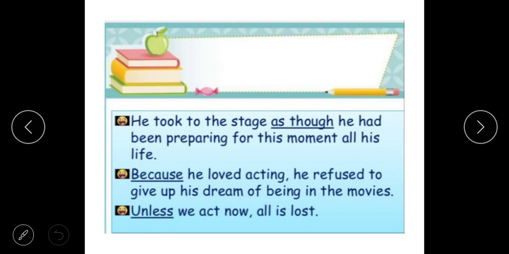Okay, so in subordinating conjunctions there are two clauses, the main clause, the principal clause, and the second one is the subordinate clause. तो जब main clause को दोनों clause से जोड़ता है, that is called subordinating conjunctions. Because he loved acting, he refused to give up his dreams of being in the movies. Again, they are two clauses. Unless we act now, all is lost.